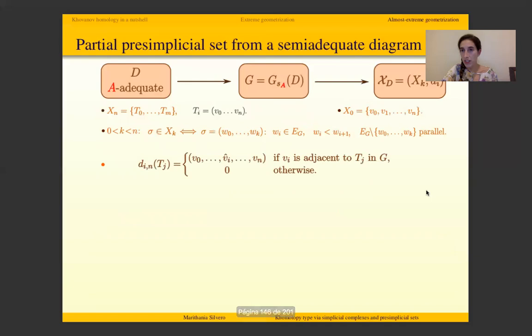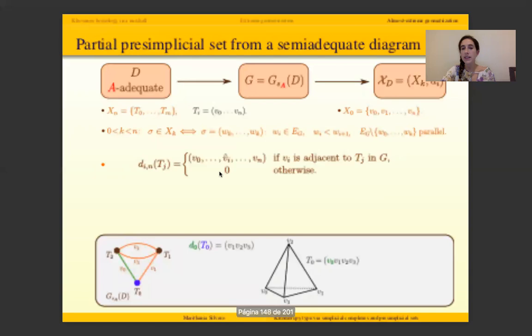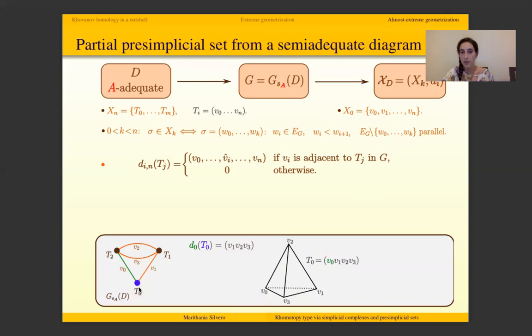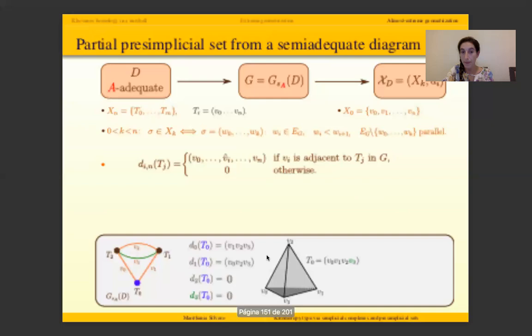And now differentials are going to be defined that way. The differential di of Tj equals: if Tj is adjacent to Vi in the graph, then we remove Vi, and otherwise this is mapped to zero. So in our case, d0 of T0, since V0 is adjacent to T0, we can remove it. The same with V1, we can remove it, but V2 is not adjacent to T0, so this is mapped to zero. In the geometric realization, this would mean that this face of the tetrahedron is collapsed to the vertex. And the same with d3.